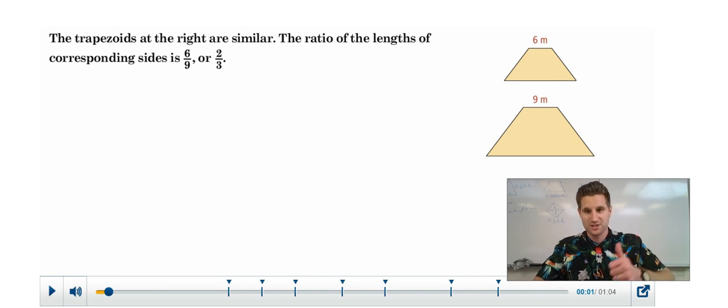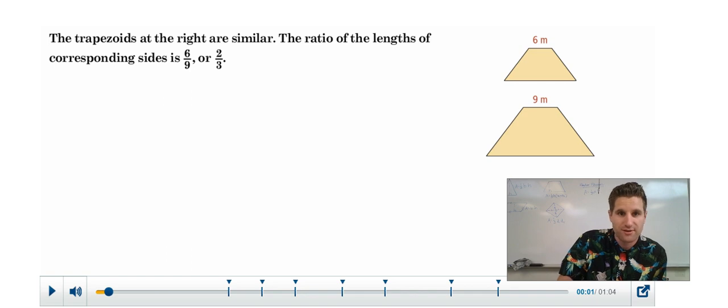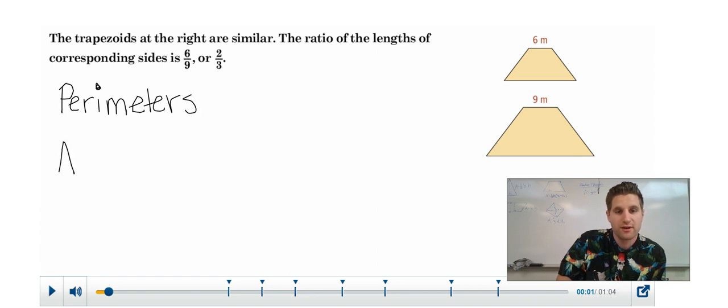All right, the trapezoids at the right are similar. So these two are similar. They're told to us that they're similar. And it says the ratio of the lengths of the corresponding sides are 6 to 9 or 2/3, so they just reduced it. So my question is, if you could write this down, what is the ratio of their perimeters? And what is the ratio of their areas?